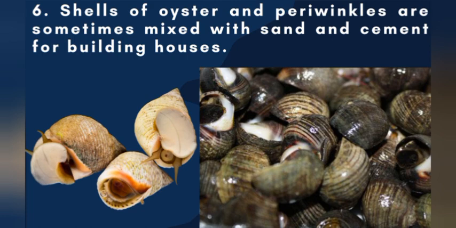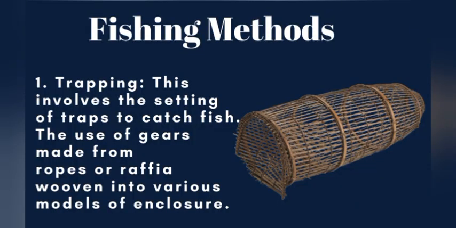Now, fishing methods. This fishing method here refers to the method of harvesting fish, maybe in the pond or on the large water bodies, maybe like the ocean, like a stream, like a river. Now, what are the methods used or that can be used for harvesting fishes? So that is the meaning of this fishing method. Number one, trapping. This involves the setting of traps to catch fish.